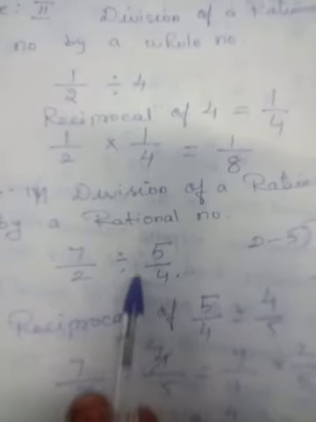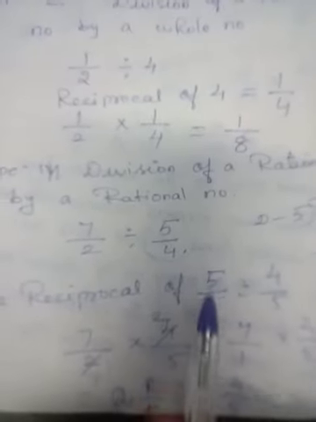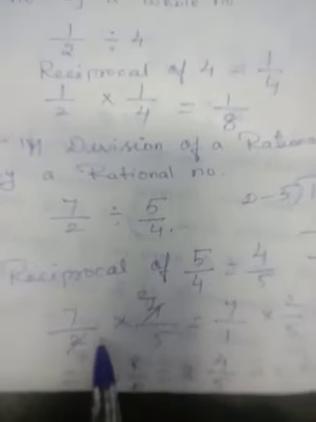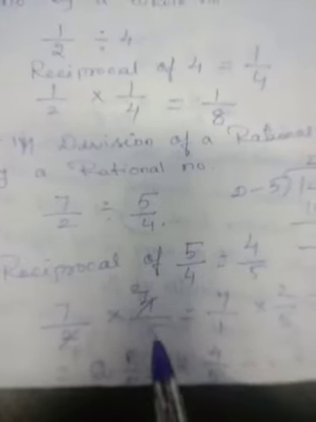The third one is division of a rational number by a rational number. 7 by 2 divided by 5 by 4. Here the divisor is 5 by 4. So 7 by 2 multiplied by the reciprocal of 5 by 4. The reciprocal of 5 by 4 is 4 by 5. So 7 by 2 multiply 4 by 5.